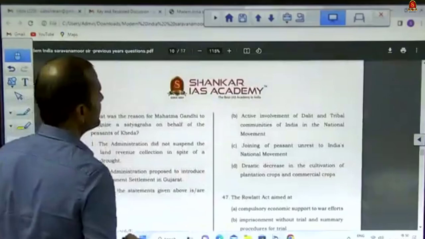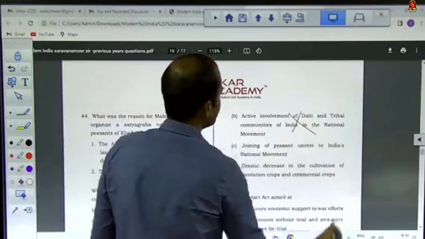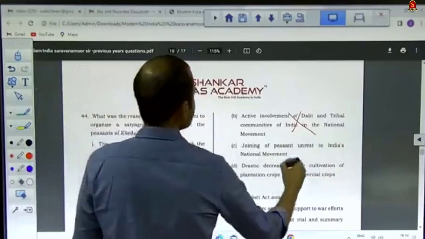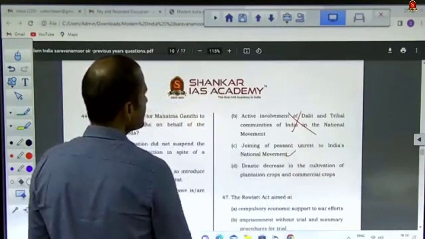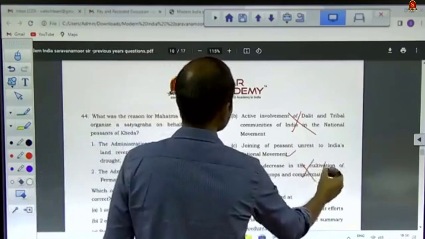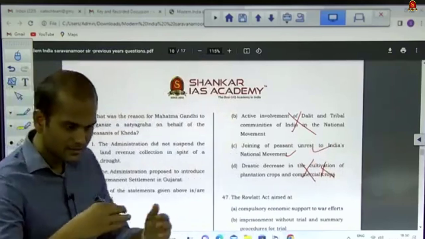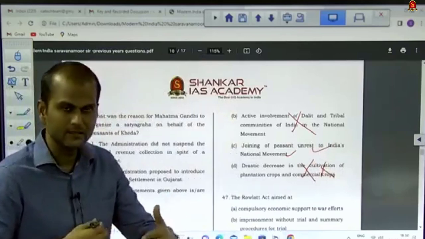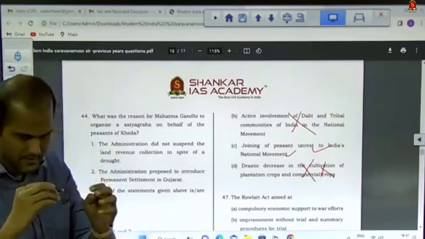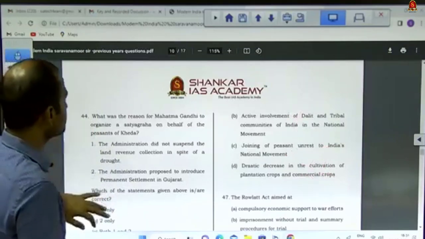Second, active involvement of Dalit and tribal community in national movement. How is it? It's a peasant issue. How could tribes and Dalits come? Joining of peasant movement, okay, it is right. Let us keep that. Drastic decrease in the cultivation of plantation crops and commercial crops. This can be done, but it is a very general thing. So try to eliminate. Okay, this will not be there. This will be there. Then if this and this, which is the best choice? Choose it. This is a method you can use. Always be careful. This is right. This is wrong. There itself you just do the work and come to a conclusion.